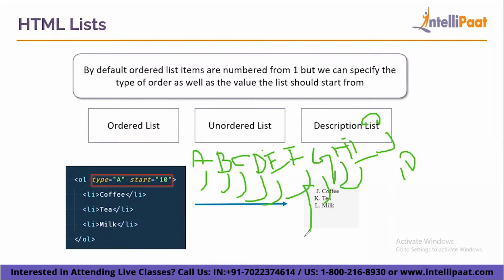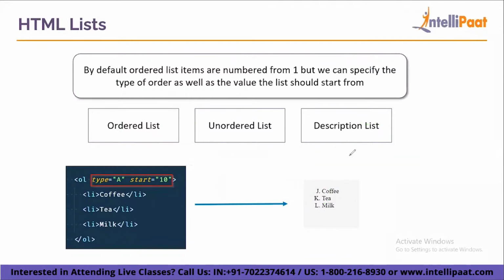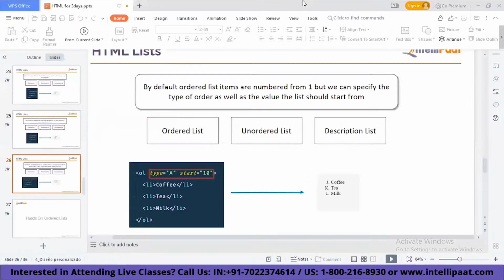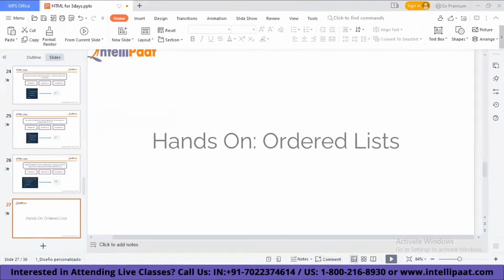So what output will it display? It will start from J. Can you see here? J is my output. According to ABC, J is my output. It is starting from J only. Now, getting what I'm trying to say? You can just customize the output based on your requirement. Now let me look into the hands-on part, and you will understand it very clearly.